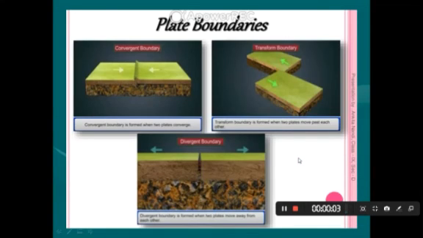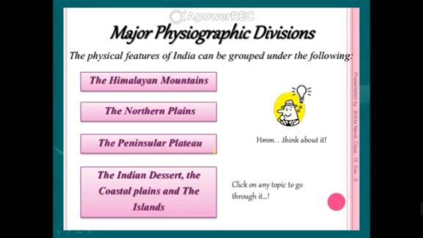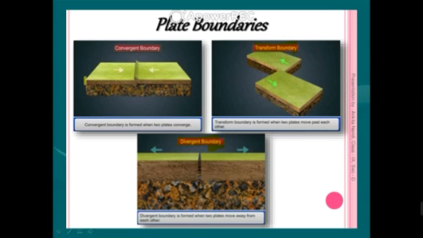And the next one is plate boundaries. Basically there are three types of boundaries. The first one is the convergent boundary, the second is the transform boundary, and the third is the divergent boundary. In a convergent boundary, the plates collide with each other, and in a transform boundary, they move sideways against each other. This is the transform boundary condition. In a divergent boundary, the plates move far away from each other. So this is the divergent boundary condition. Basically there are three plate boundaries, and the last one is the major physical divisions.